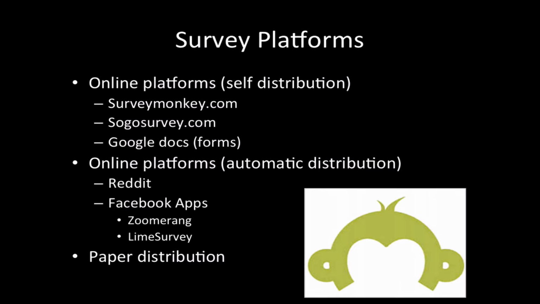Other online platforms like Reddit and Facebook apps such as Zoomerang and LimeSurvey post your survey to large amounts of people. Reddit makes your survey public and offered to any and all Reddit users to take. Facebook apps make your survey available to Facebook users, including your Facebook friends. These platforms tend to get lots of responses quickly, but they target larger and less specific populations.